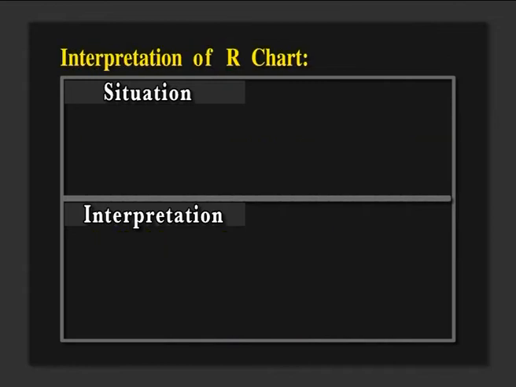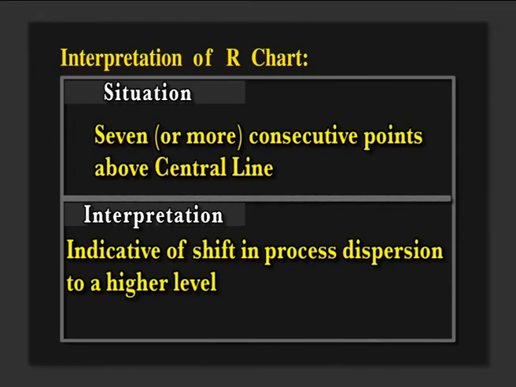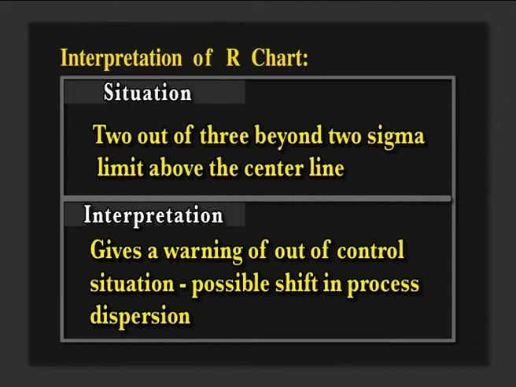Interpretation of R chart. One or more points beyond the UCL explains out of control situation. 7 or more consecutive points above the central line indicates the shift in process dispersion to a higher level. 7 consecutive increasing points is again an out of control situation, there may be presence of trend or tool wearing problem. 2 out of 3 beyond 2 sigma limits above the central line gives a warning of out of control situation, possible shift in the process dispersion.